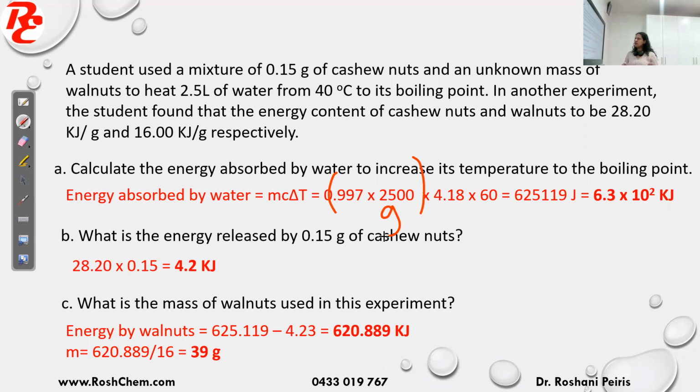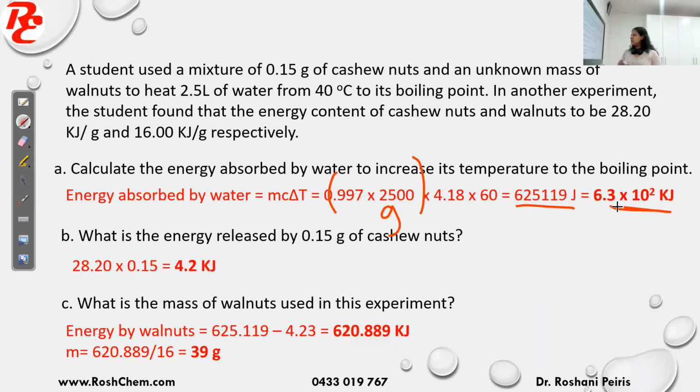Then 4.18 is the C value that's in your data book, the specific heat capacity of water. And for change in temperature, water is at 40, going to boiling point, which is 100. So the change in temperature is 60 degrees. So I get this answer. Because I'm using grams for the mass, energy will be in joules. So then I divide by 1000 to make it kilojoules. So this is the energy absorbed by water.